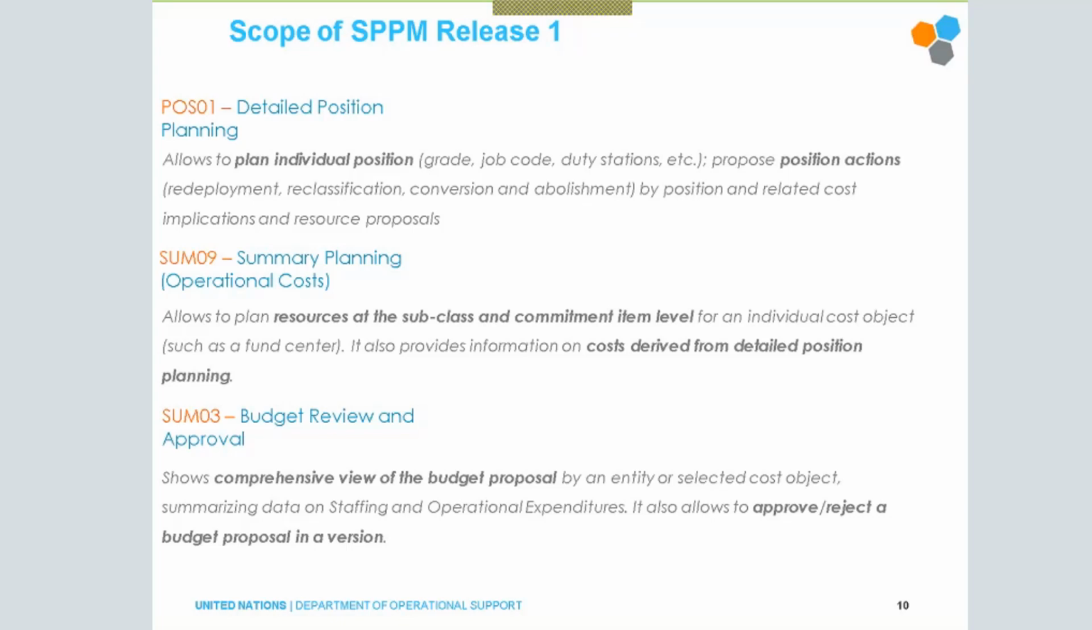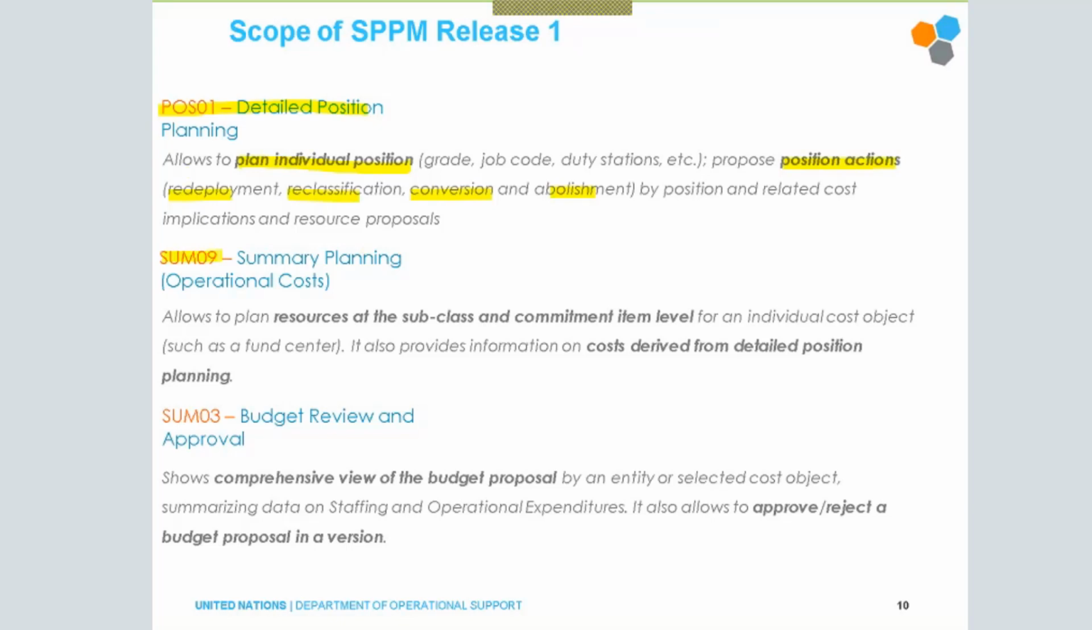Okay, so assuming that we have access to the system, what are the forms that are in the scope of SPPM Release 1? What are the forms that you as a mission will have access to, and what are their functions? It's very simple, because for SPPM, Special Political Missions, we only have 3 forms. The first one is the detailed position form, POS01. This is the position form that allows you to plan individual positions in terms of grade, job code, duty station, etc. And then you can propose actions for the staffing table that you receive. You will get the staffing table in the form, and then you can apply changes and propose position actions, basically the different types you have: redeployment, reclassification, conversion, abolishment. We will see this form in more detail later, but this is just for you to know that this is one of the forms.